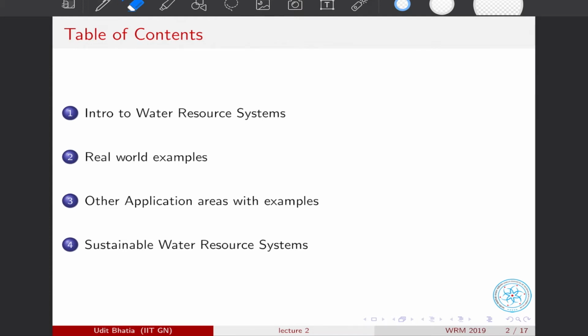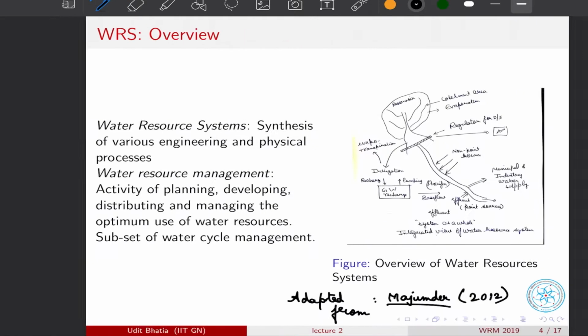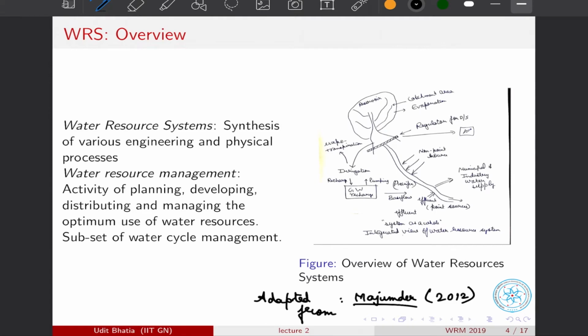specificity. And then we will also discuss how the solutions that we are learning in this course can also generalize to sustainable water resource management practices. So let's get started with the intro to water resource management. And when we talk about water resource systems, let us see what constitutes a water resource system.